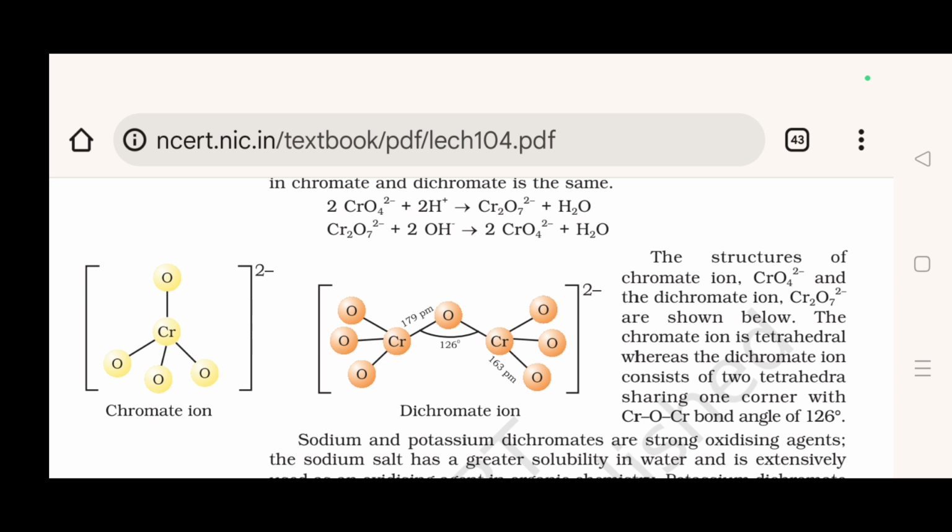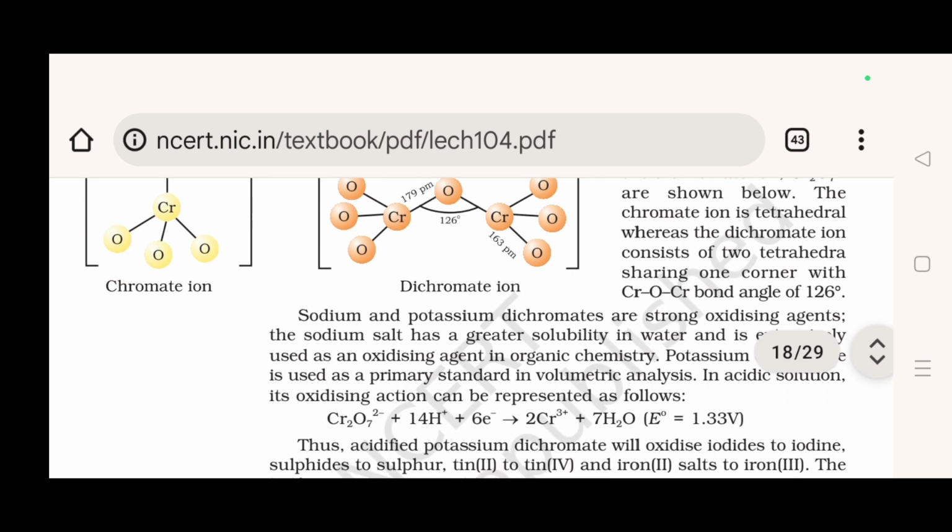of 126 degrees. Sodium and potassium dichromates are strong oxidizing agents. The sodium salt has a greater solubility in water and is extensively used as an oxidizing agent in organic chemistry. Potassium dichromate is used as a primary standard in volumetric analysis. In acidic solution, the oxidizing action can be represented as follows: Cr2O7^2- + 14H+ + 6e- gives 2Cr3+ + 7H2O. It has an E° value of 1.33 volt.